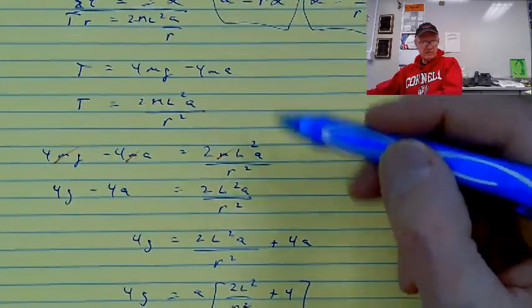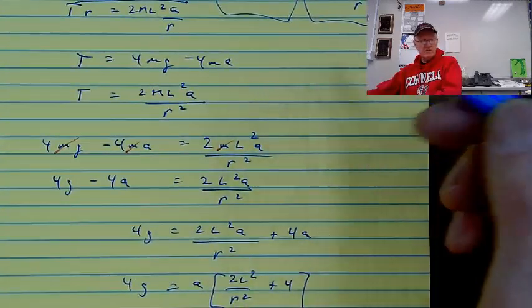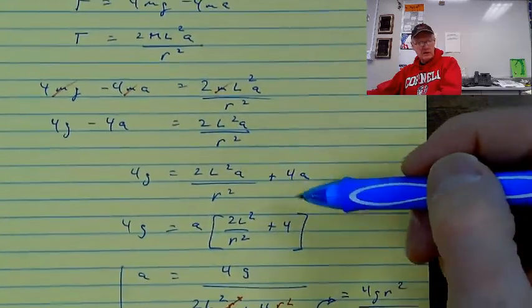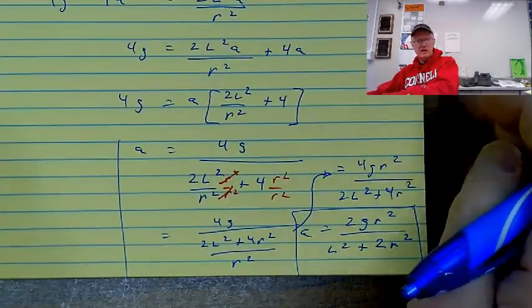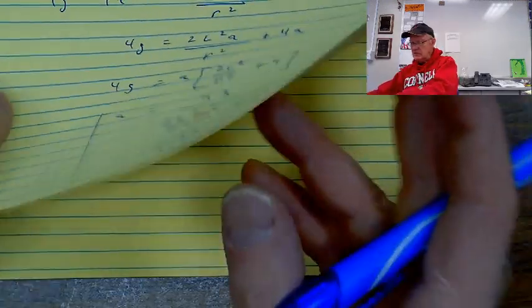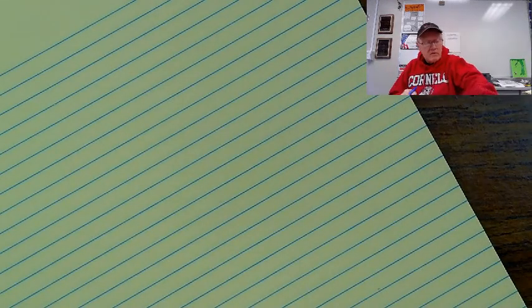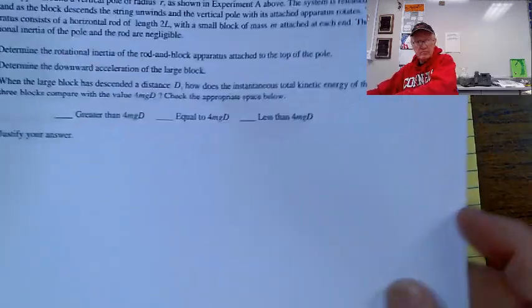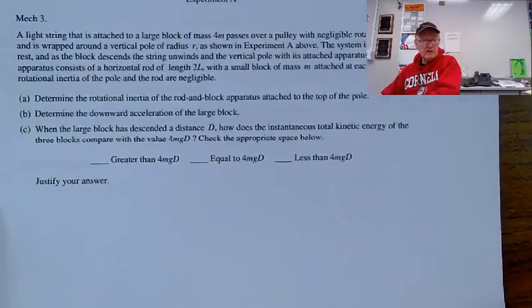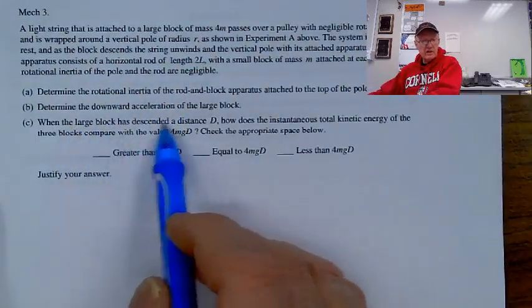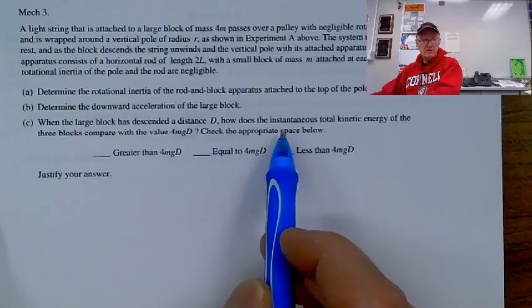And now we have the energy problem. And what does it say? It says, when the large block has descended a distance d, how does the instantaneous total kinetic energy of the three blocks compare with the value 4mgd? Check the appropriate space below. Okay, the answer is equal to in this case. So let's talk about why that is.